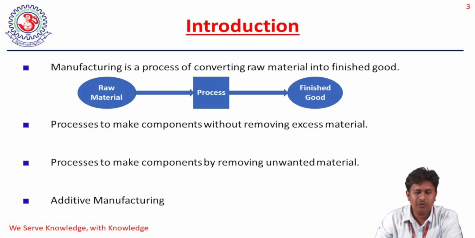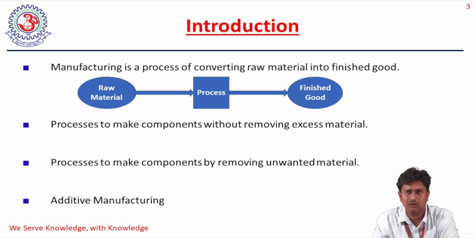First, coming to introduction of manufacturing. So we all know what is manufacturing. It is a process of converting raw material into a useful product or good or finished product. That is manufacturing. So you can see on the figure, raw material will be processed and it will be converted into finished good. That is the manufacturing process.